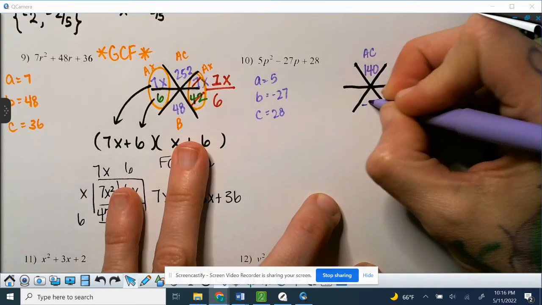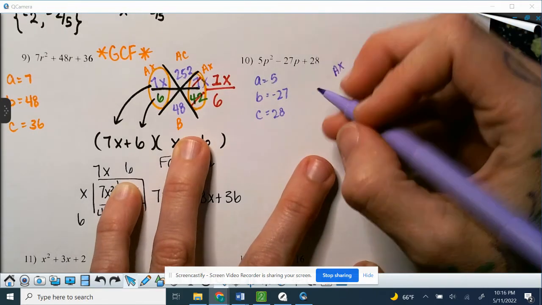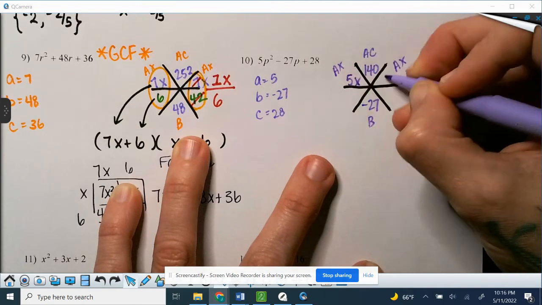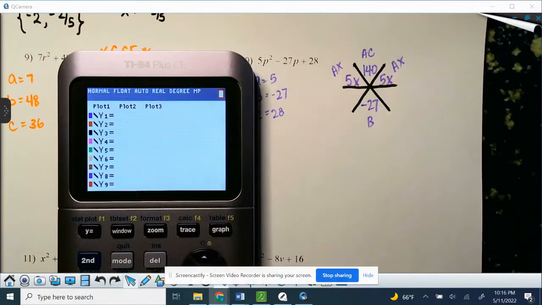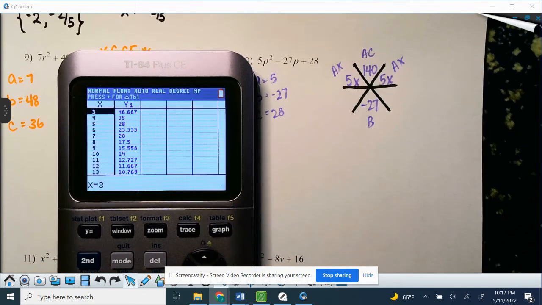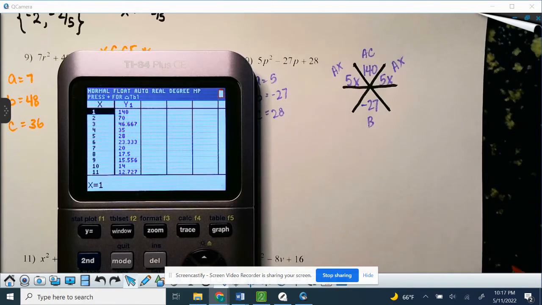B goes in the bottom, which is negative 27. So this is B. AX, AX. So that's A, which is 5 with an X, 5 with an X. And now we're looking for the factors of 140 that are going to add or subtract to give me 27. So 140 divided by X, second graph. I have 4 and 35, 5 and 28, 20 and 7 looks really good. 10 and 14, 2 and 70 should be up there as well. And 1 and 140. So it looks like it's going to be 20 and 7.